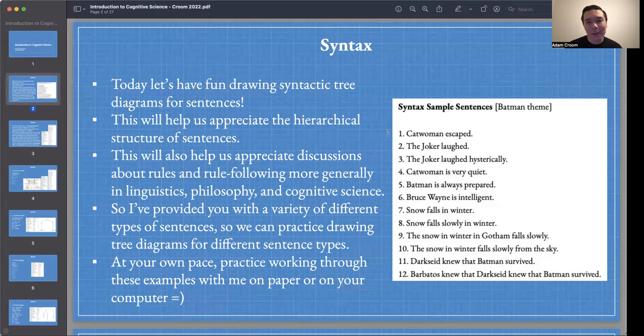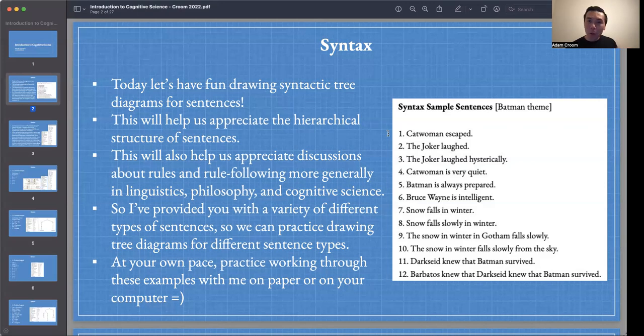Over here on the right side, you see that I've provided some different sample sentences drawing upon a general Batman theme. Okay, and the purpose of these different sentence types is that by practicing different sentences, some of them have adverbs, some of them have adjectives, some of them have recursion under the NP, some of them have recursion under the VP. We'll get better insight into the systematic and productive nature of human cognition.